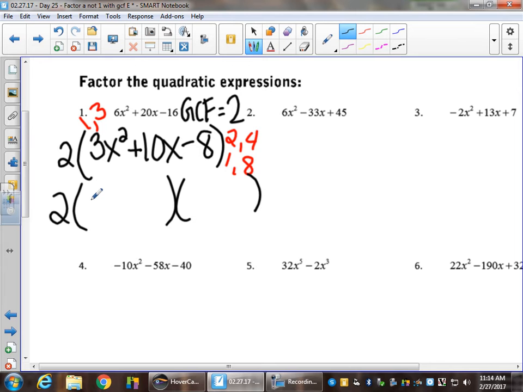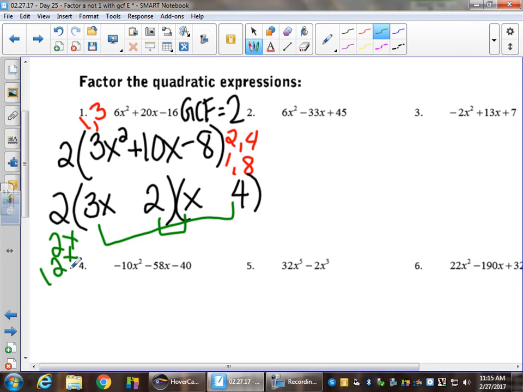What's going to go here? 3x and x. Which factor do you want to choose? 2 and 4. Where do you want to put the 2? Where do you want to put the 4? 2 in the front? And 4 here? Okay, let's check. Let's check inner and outer. We have 2x, and we have what?